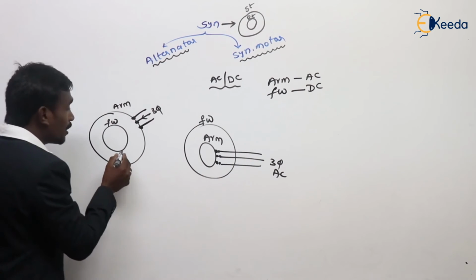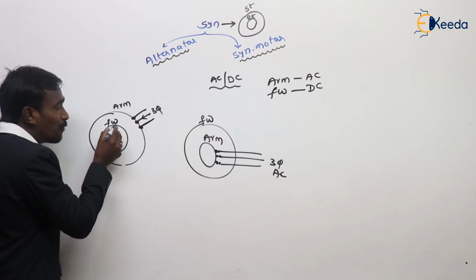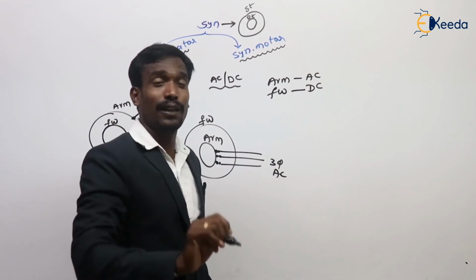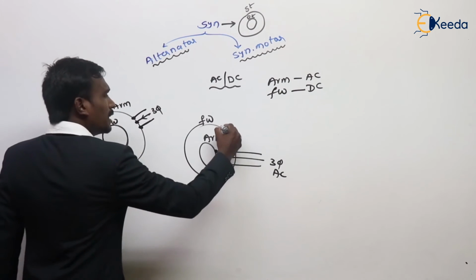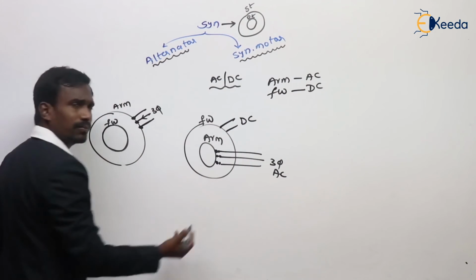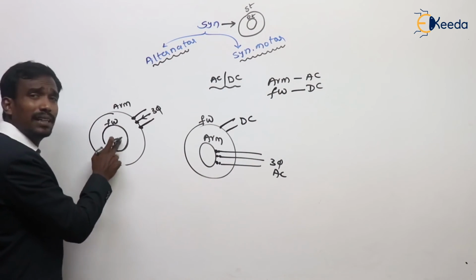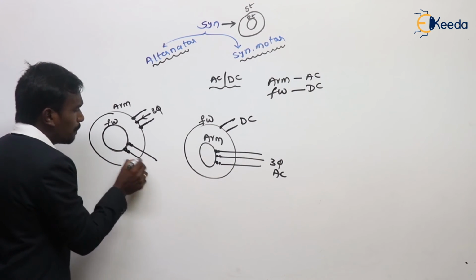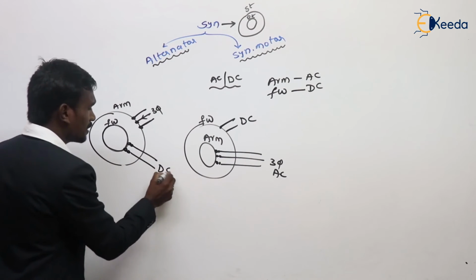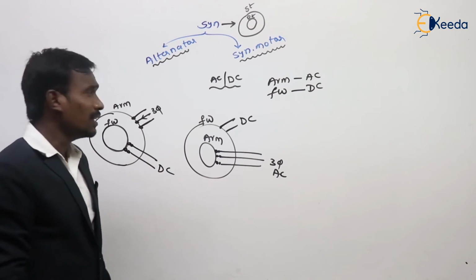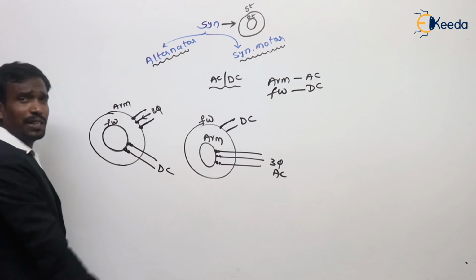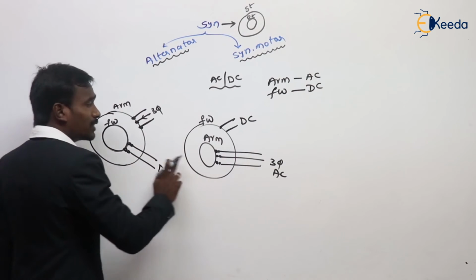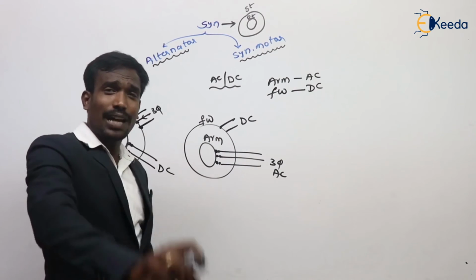Of course, you are forgetting that here the field winding is there. We have to give the DC supply to the field winding. Of course, this is a rotating part, so we should give the DC supply through brushes and slip rings. This is a stationary armature and this is a rotating armature, two configurations.